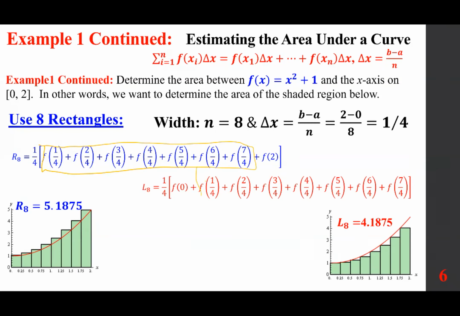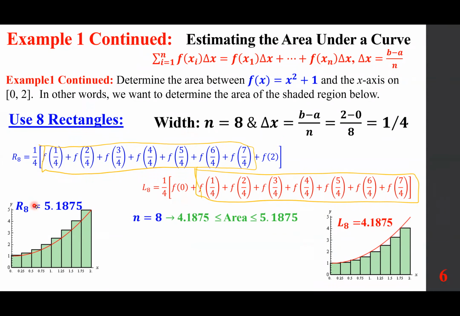And again, I want to emphasize the fact that this part is being repeated here, meaning when you want to do this, you really can save some time. And so what happens is that now the area is between these two numbers.